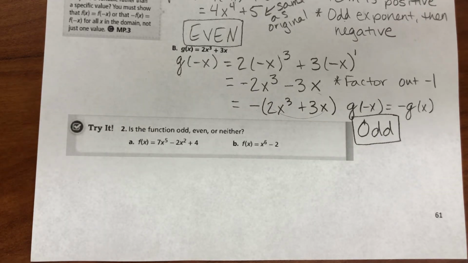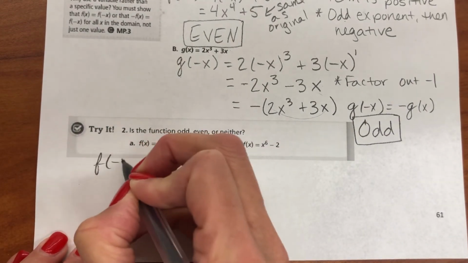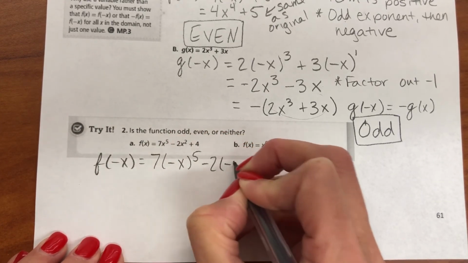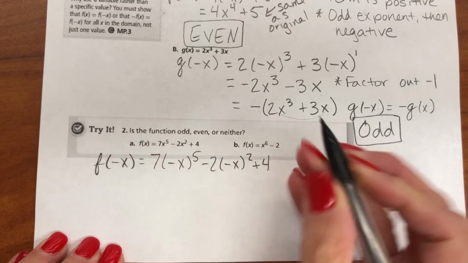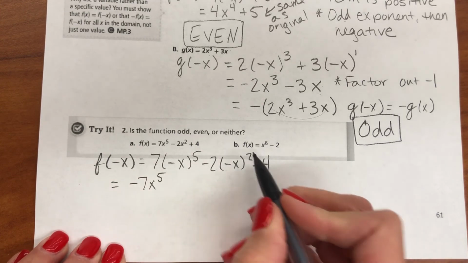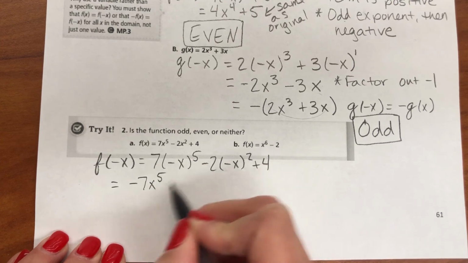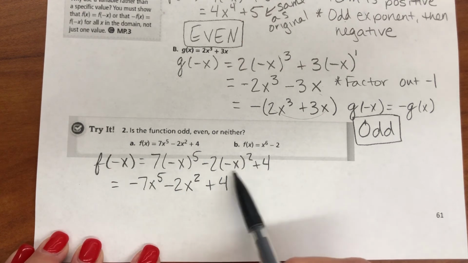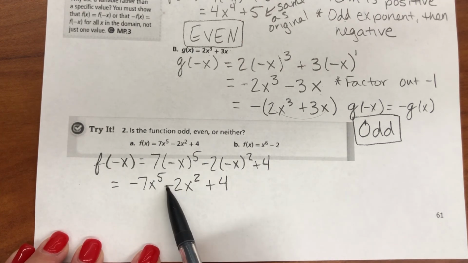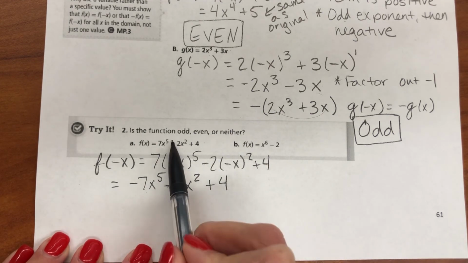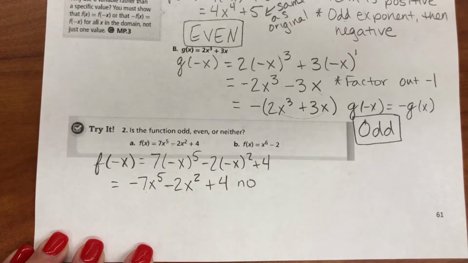All right, let's go through these. So the first one, I'm going to start by replacing x with negative x. Okay, then I'm going to simplify: odd exponent so it becomes negative, even exponent so this becomes positive, plus 4. And remember, this became positive, but a positive times a negative is still a negative here. All right, is this the same as this? Are these the same equation? No. So that means it's not even.